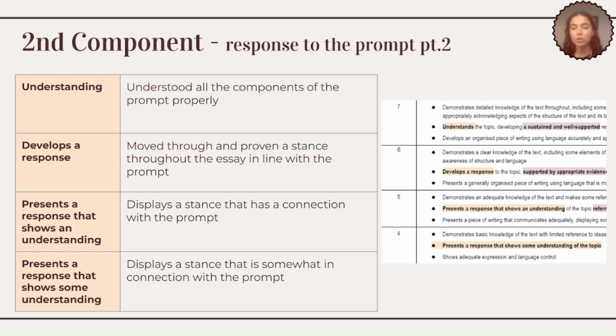5, you show an understanding. Okay, you are displaying a stance that has a connection. Probably not the strongest connection, probably not a strong connection, full stop, but it's connected. Right? We see it. And then we jump to number 4. You display a stance that is somewhat connected to the prompt. See how if you understand all parts of the prompt and you respond to all parts to it, you've pretty much hit number 7 straight away. All right, so it's not too difficult to get up to this point if you're understanding it fully.